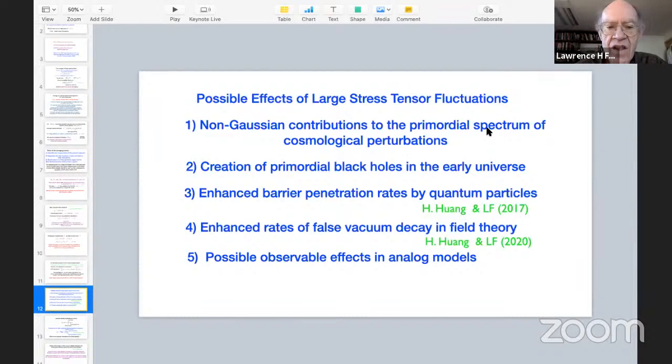But there could be non-Gaussian components superimposed on that, and stress tensor fluctuations could be one of those. Now, so far, we haven't seen any evidence of non-Gaussianity in things like the cosmic microwave background radiation. But there's still a chance of possibly seeing that. And of course, that could come from either interactions of fields, or it could also come from large stress tensor fluctuations. So that's an area of interest to try to understand these.